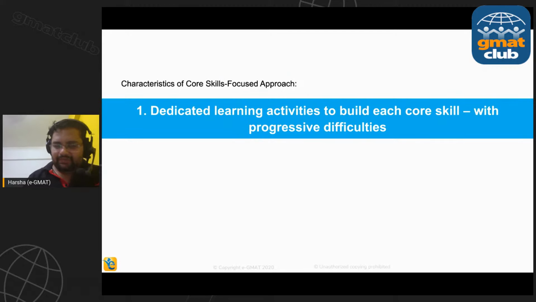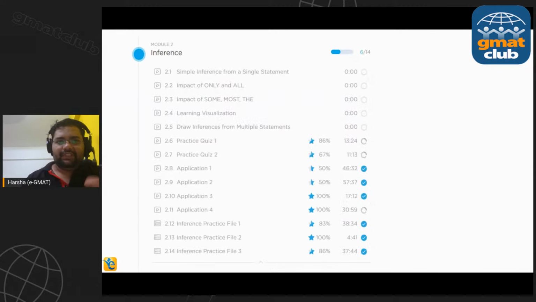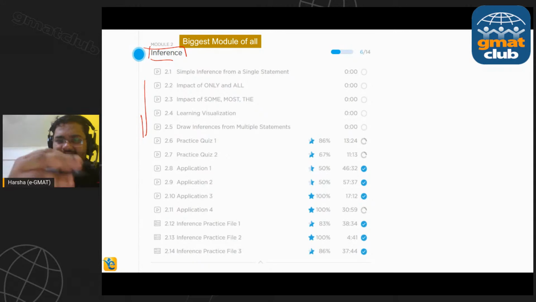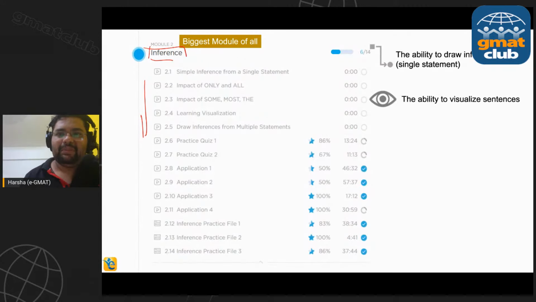When you come to a core skill focused approach, the one characteristic that's very interesting is you have dedicated learning activities to build each core skill with progressive difficulties. For example, in our course, EGMAT students who are here, you have seen this. There's a reason we ask you to do the inference module first. Once you get through that foundation, the very first core CR thing that you do is inference. There's a reason for that. This is the biggest module of all. But you've actually noticed what the files are and what's actually happening in the file. You will see a mapping to the process skills.